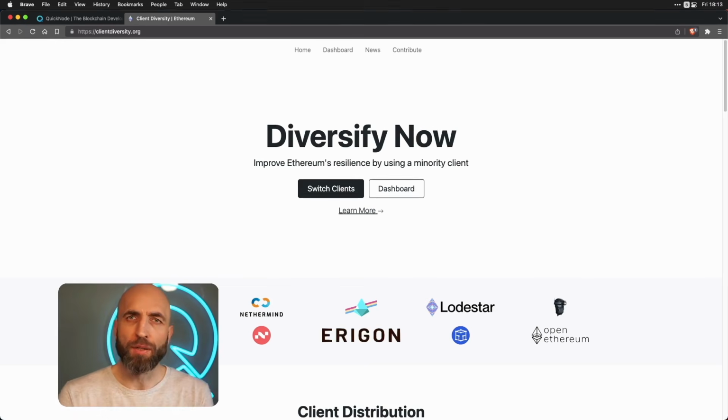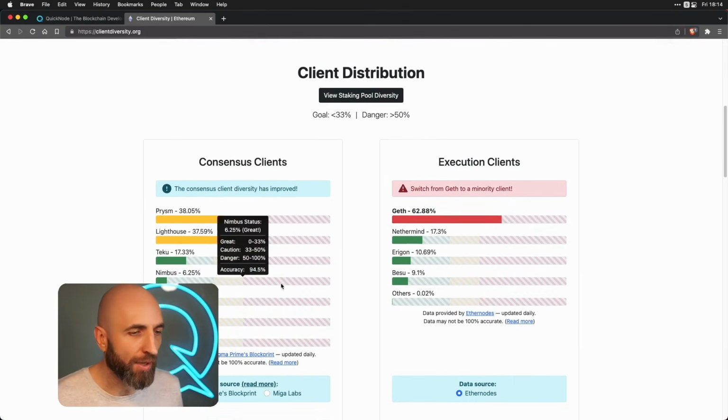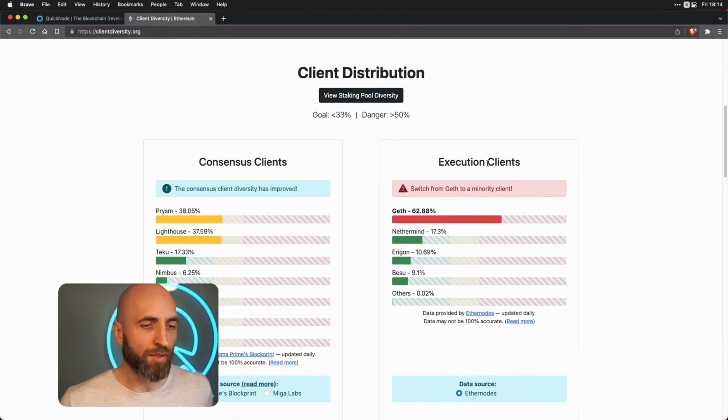But if you want to run your own node, then the next question to consider is what Ethereum client should you run on your node? And there are multiple clients, both for consensus and for execution. You should definitely check clientdiversity.org. And these are all the main clients that you can choose for both. The execution is for running an Ethereum network. Consensus is for staking, for verifying.